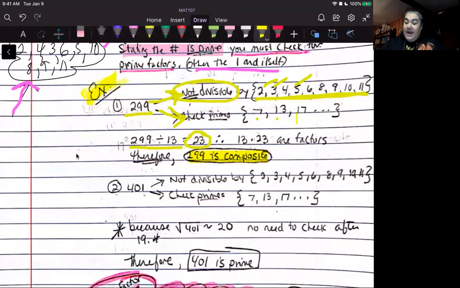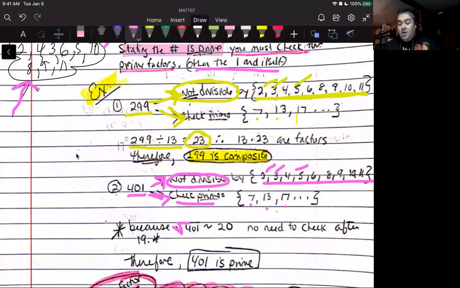So let's look at the number 401. Let's say that we wanted to check to see if 401 is prime. We start by checking all the divisibility tests that we've talked about, and it's not divisible by any of them. It fails all of those tests. So we've already checked 2, 3, and 5 as prime numbers. So now we're going to check other prime numbers. And we check 7 and 13 and 17 and still nothing. And you're going like, when can I stop? Well, here's how you know.